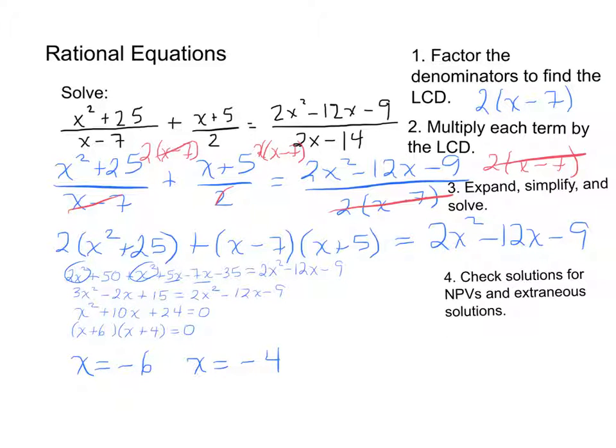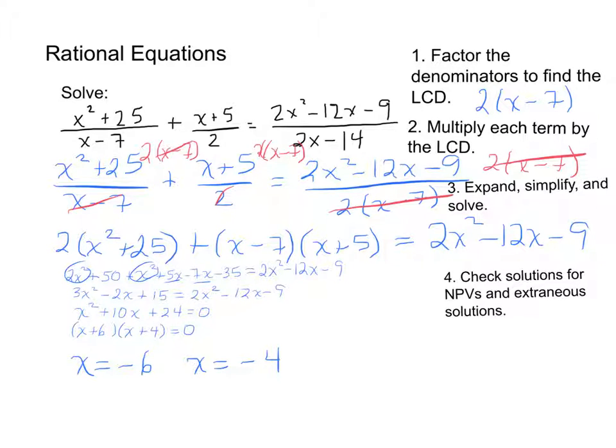So last step, check solutions for non-permissible values first, because that's the easiest way to find an extraneous solution. If your solution is one of the non-permissible values, well then that's not permissible, so it can't be a solution and you get rid of it. But the non-permissible value here is just 7. And since we didn't get 7 for a solution, I'm not even going to bother writing out the non-permissible values.